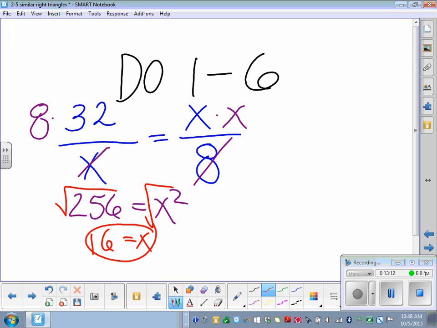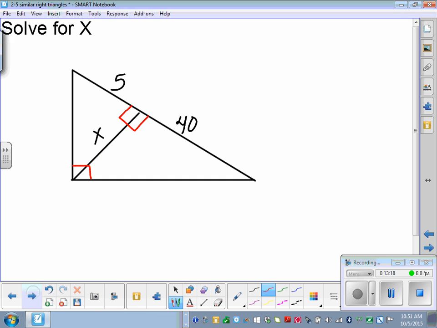Okay, finish problems 1 through 6. Okay, so we're moving on. You're understanding how geometric mean works. Let's get to the good problems, okay?